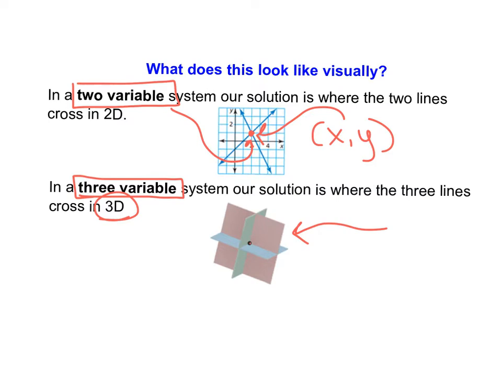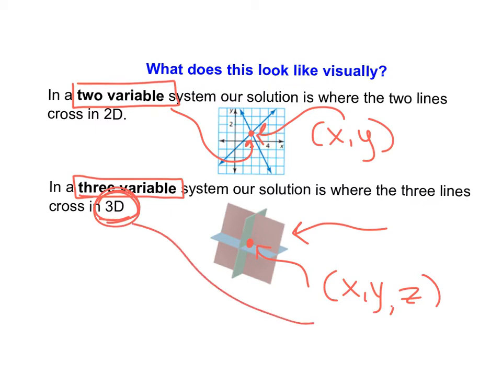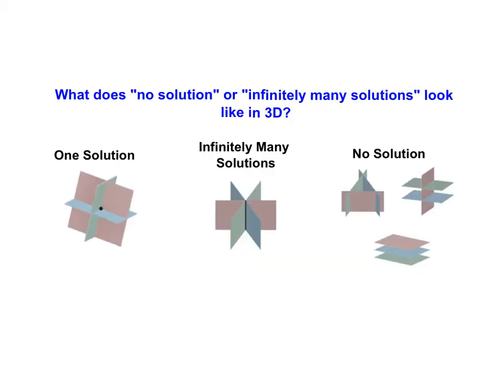What we're trying to find here is this ordered triple point, the x, y, z value, where these three planes actually cross. That ordered triple represents a point of intersection, but because we're in three dimensions, we have to have three variables as part of that point.